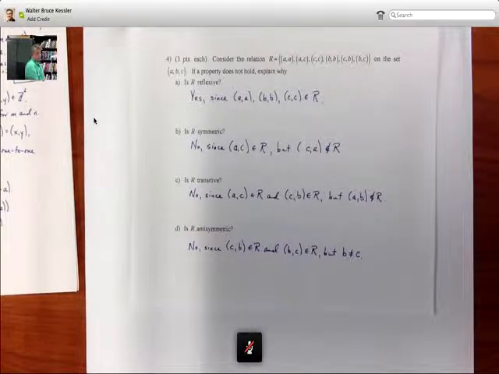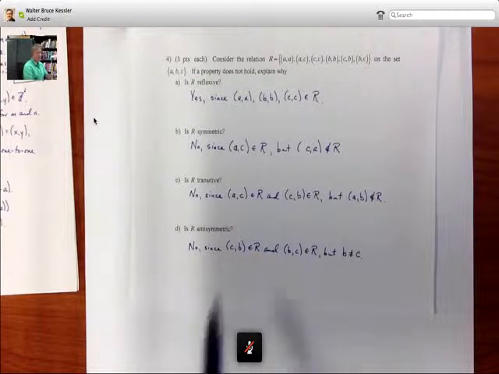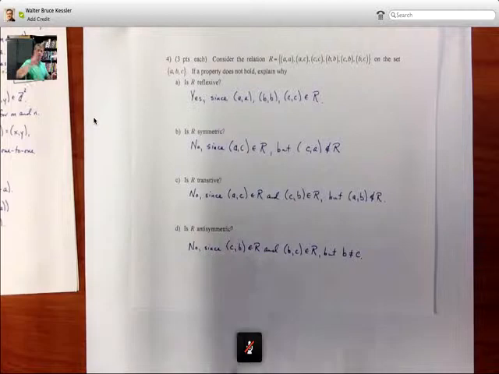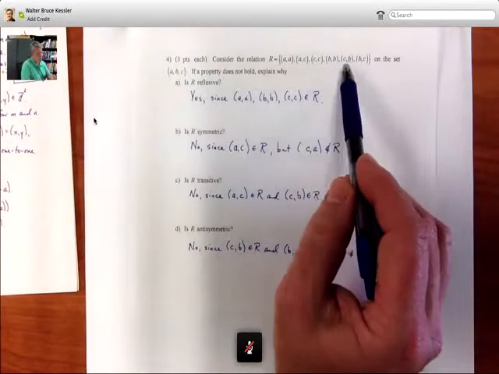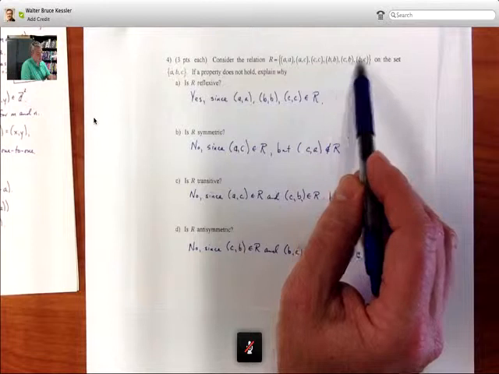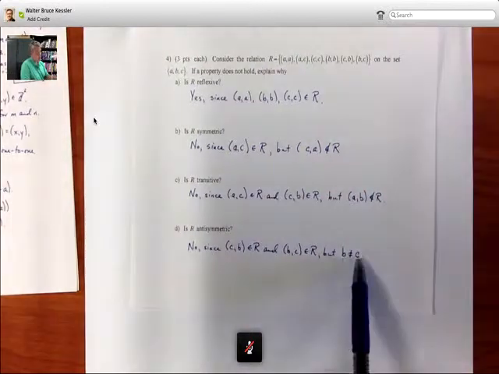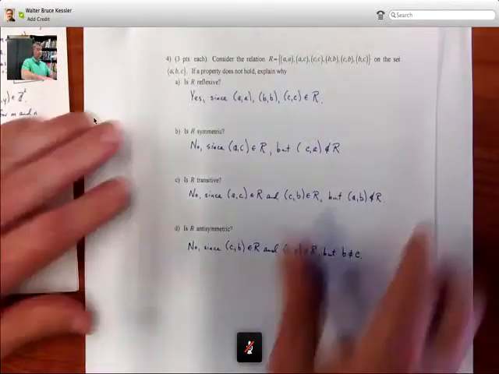Okay. And then lastly in that set, anti-symmetry. It's where, if you have a pair that reverse each other, then that means the two things are equal to each other. So we do have, in this case, C related to B and B related to C, but B and C are not equal to each other. Okay.